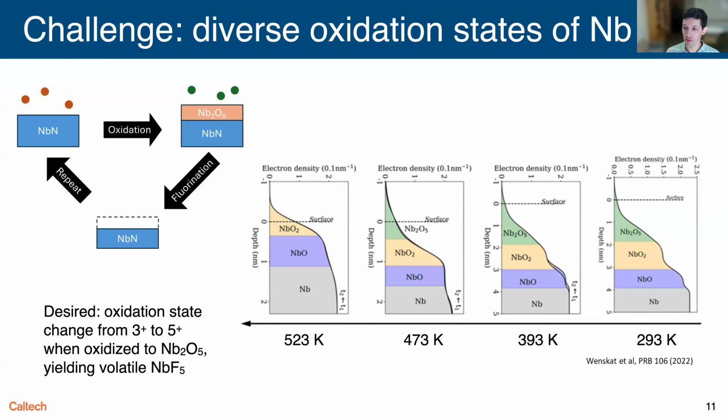The green region is the phase that we want, and you can see it forms more readily at lower temperature, 293 Kelvin, whereas when you go from right to left at higher temperature, the surface becomes more of these lower oxidation state oxides like NbO2 and NbO going into the depth of the film. So it's clear that the issue that we were having is that we were oxidizing at too high of a temperature, which yielded the wrong oxide.